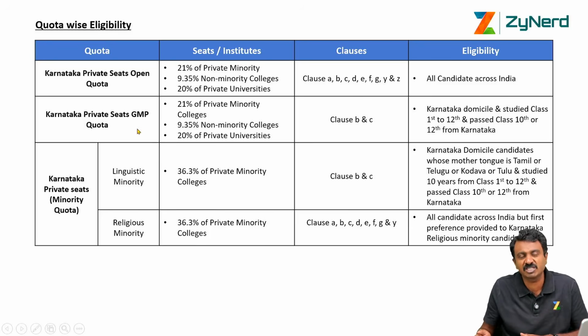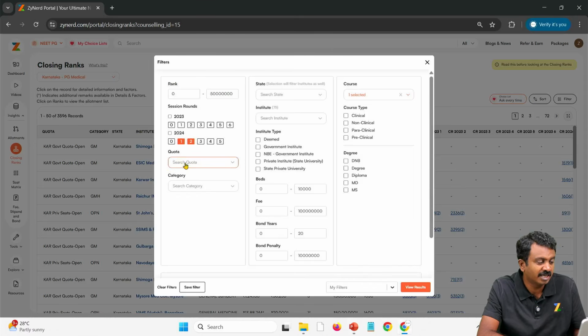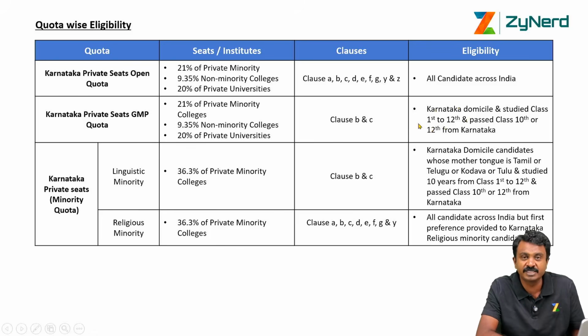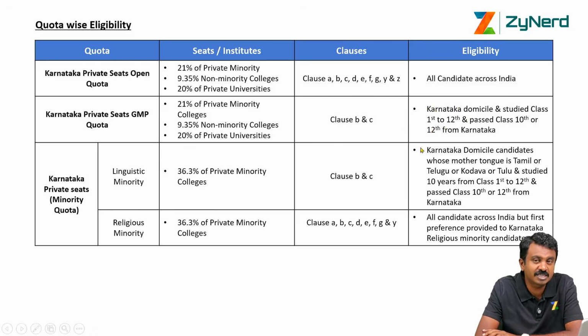I am from Maharashtra. I did not do my schooling in Karnataka. I will select only open category, Karnataka private seats open quota. I will not select GMP quota because I don't fall under this clause. I am not eligible for this. This is exclusive for Karnataka state candidates. Karnataka private seats, minority quota, that is for linguistic and religious minority. Clauses B and C alone are eligible for linguistic minority. Religious minority, everybody is eligible, but there is a priority.